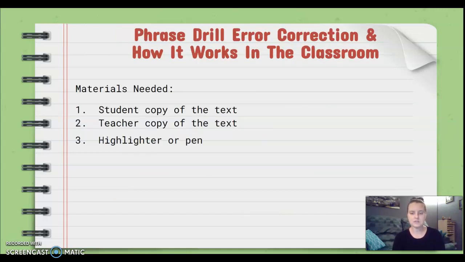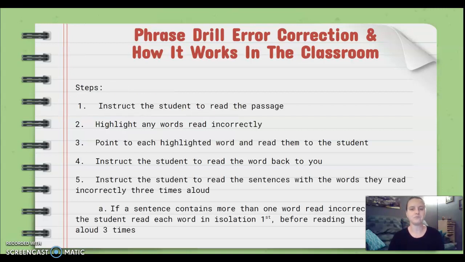Okay, so kind of the details with phrase drill error correction. The materials you need for this are a student copy of the text, and then a copy for the teacher, and then a highlighter or a pen. And the teacher copy can be one that you can mark on, obviously, because you're going to be marking down the errors the student has made. But the student copy can be one that is just the book they're reading or the passage. Doesn't have to be a copy necessarily.